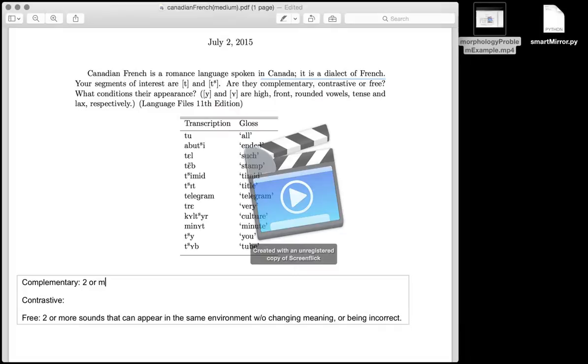So these are two or more sounds that are underlyingly the same.